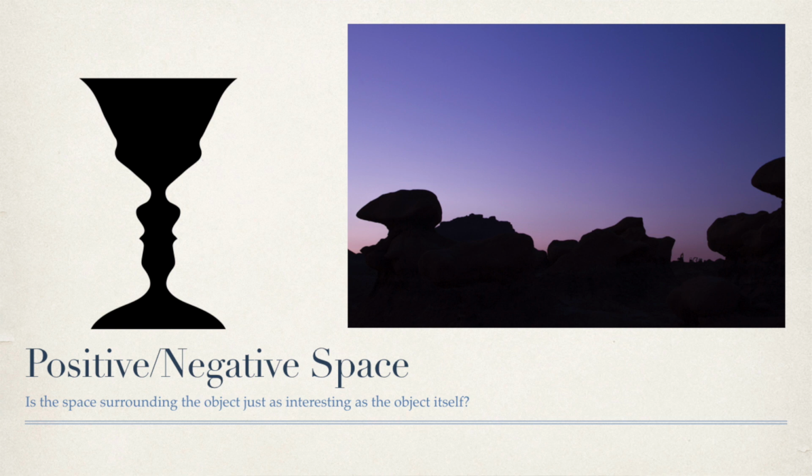Equally interesting is this shot of the rocky horizon. With the shot on the right, if we shift our attention to the shape of the sky against the horizon instead of the rocky horizon itself, this image can take on a whole new visual experience. So consider negative space as you're out there shooting.